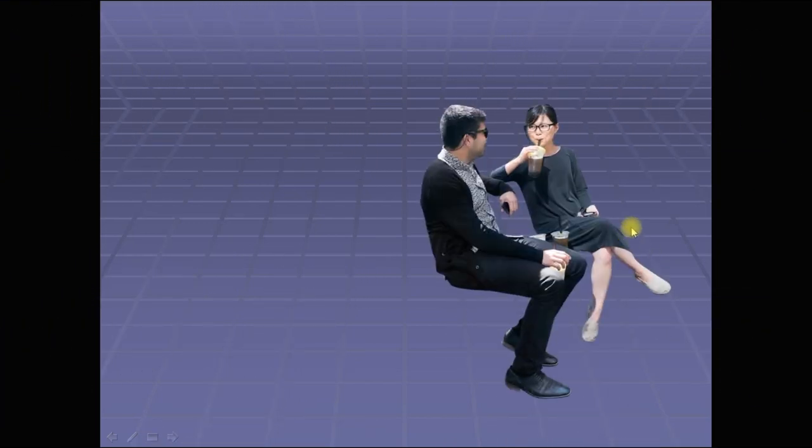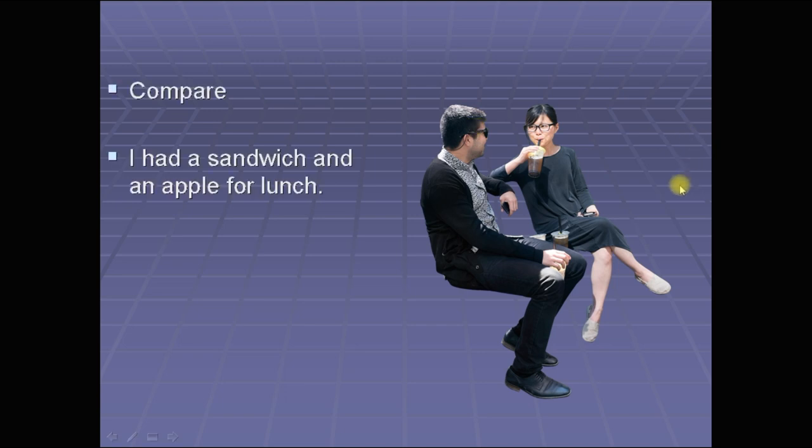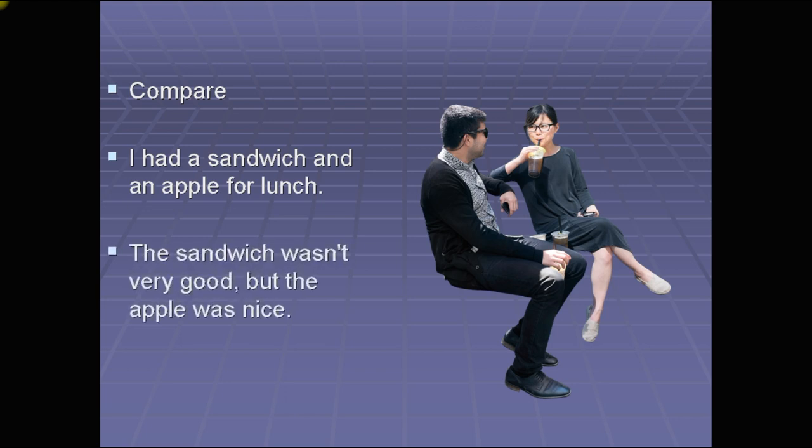Ngayon, nandito si Karen at si Jo. So, they have a conversation at pakinggan natin kung ano ang pinag-uusapan nila. "I had a sandwich and an apple for lunch," sabi ni Jo. And then, the second sentence: "The sandwich was not very good, but the apple was nice."